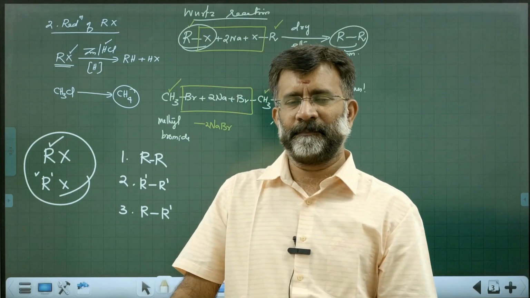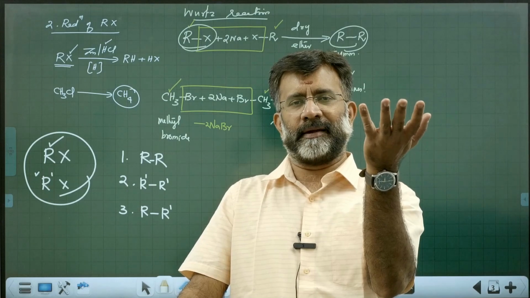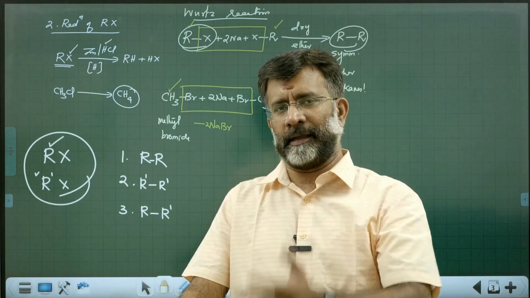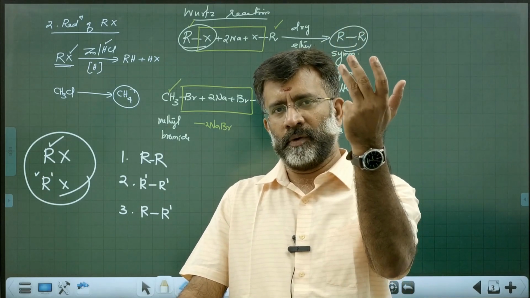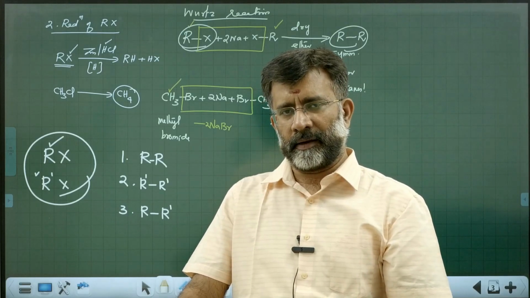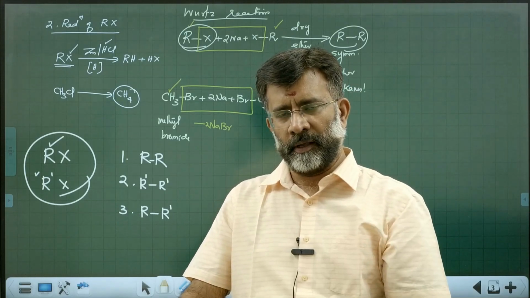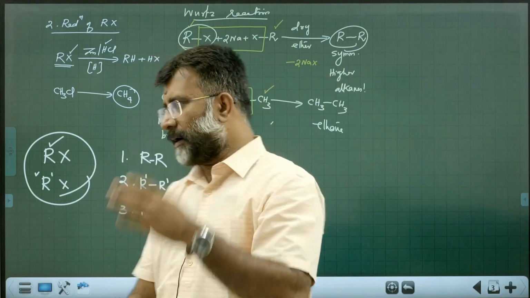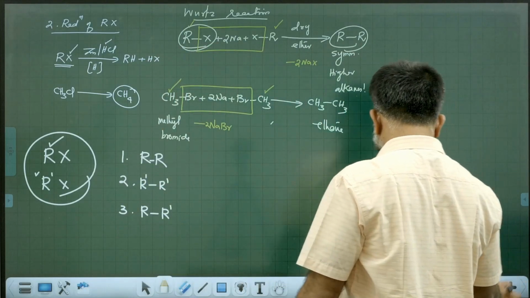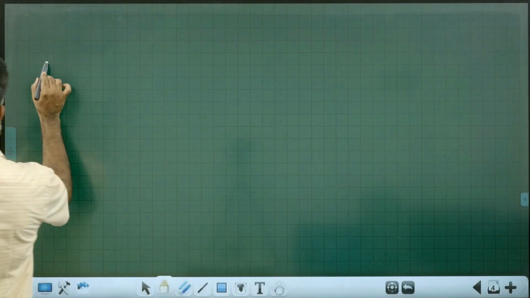Is it clear? So reaction number 1, catalytic hydrogenation of alkene and alkyne. Reaction number 2, reduction of alkyl halide. Reaction number 3, Wood's reaction. Reaction number 4, decarboxylation reaction.